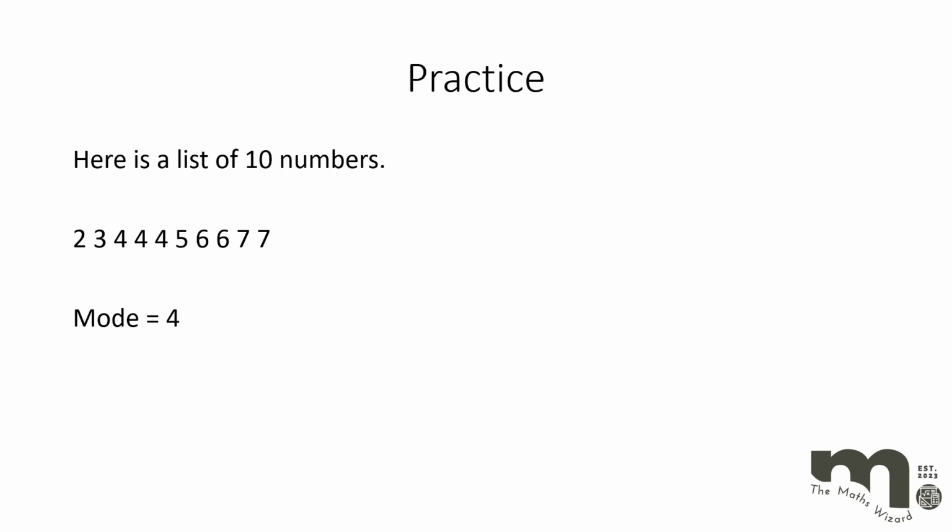Nice straightforward one, the mode here. 4 appears more than the other numbers, so that would be our mode. Okay, and our range then: our highest number would be 7, and our lowest number would be 2. So therefore our range is going to be 5, because 7 take away 2 gives you 5.